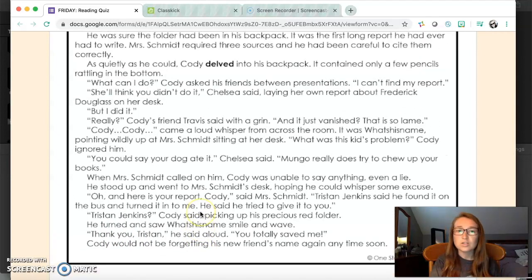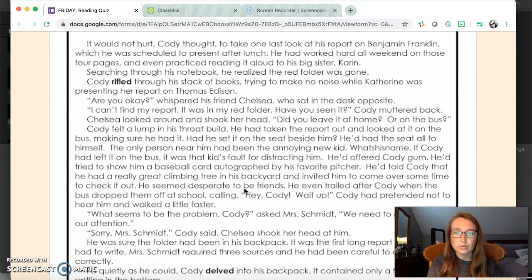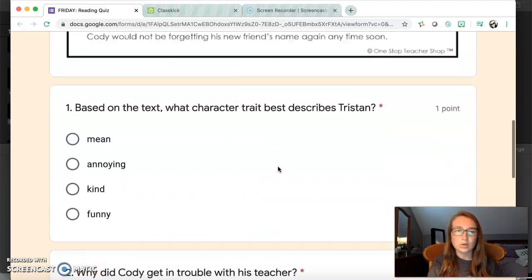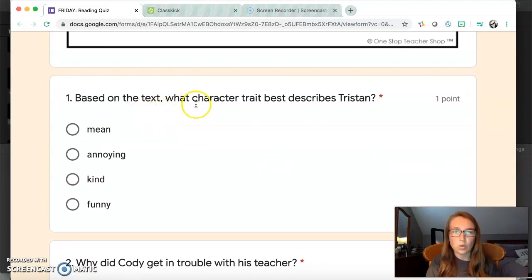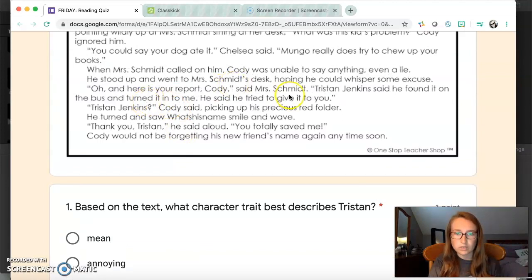So now that I've read this whole thing, second time around, I am going to go to the questions and I'm really going to try to use the ACE model to help me answer these questions. So let's look at question 1. Based on the text, what character trait best describes Tristan? Okay, well, I need to think about who was Tristan. Well, Tristan was the boy that Cody called what's his name. So I'm going to go back up here, and it really talked about Tristan right in here. That's when we finally figured out what his name actually was.